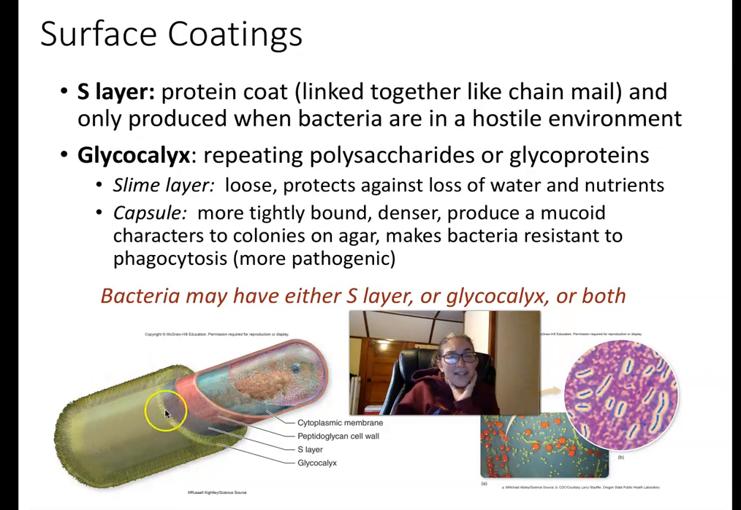And the S layer is an optional layer underneath the Glycocalyx, which is made of proteins and is sort of like a chainmail, like how knights would wear armor and then they have the chainmail underneath the armor for just some added protection there. So some bacteria have these things and some don't.